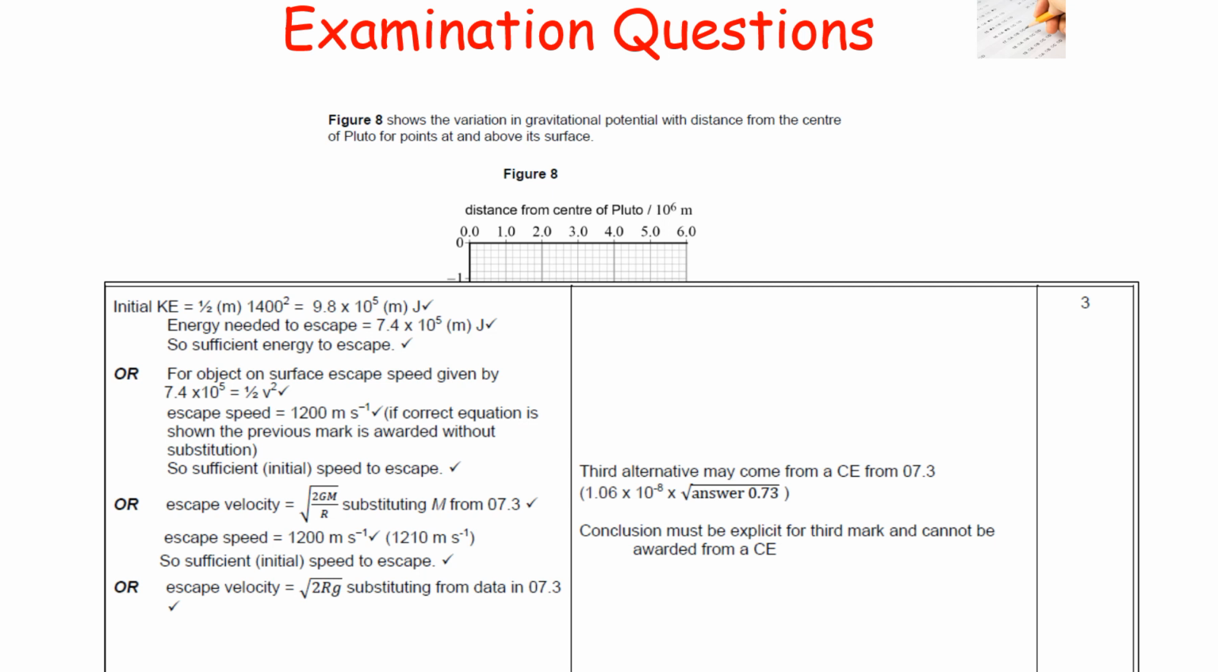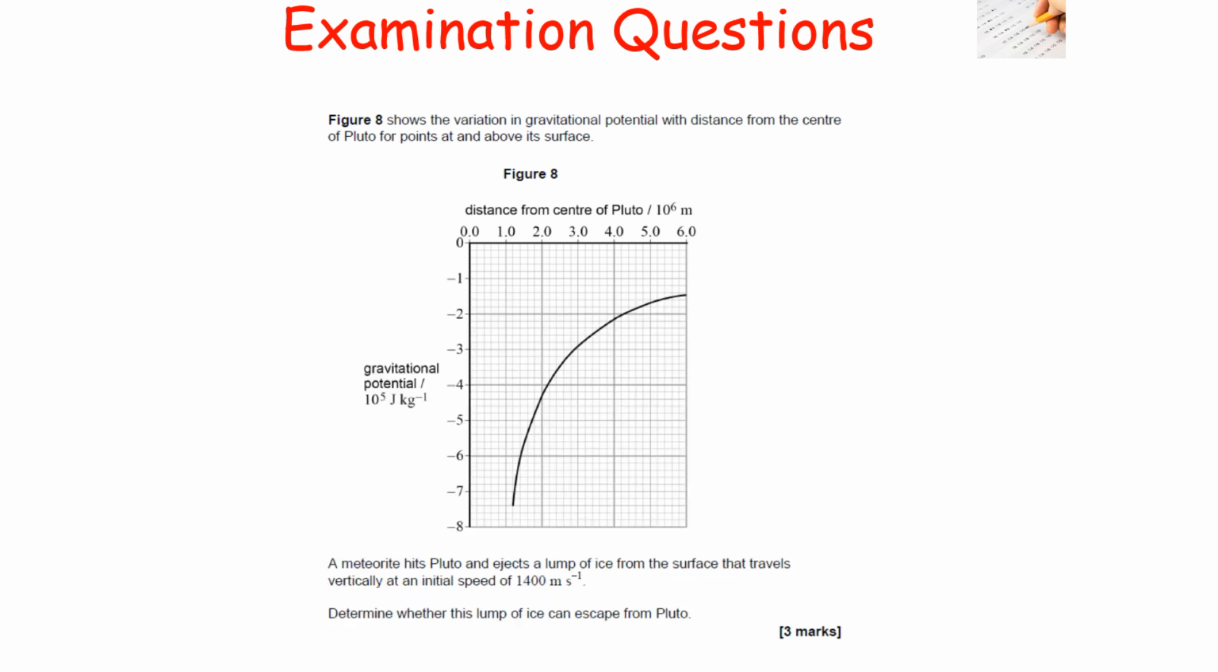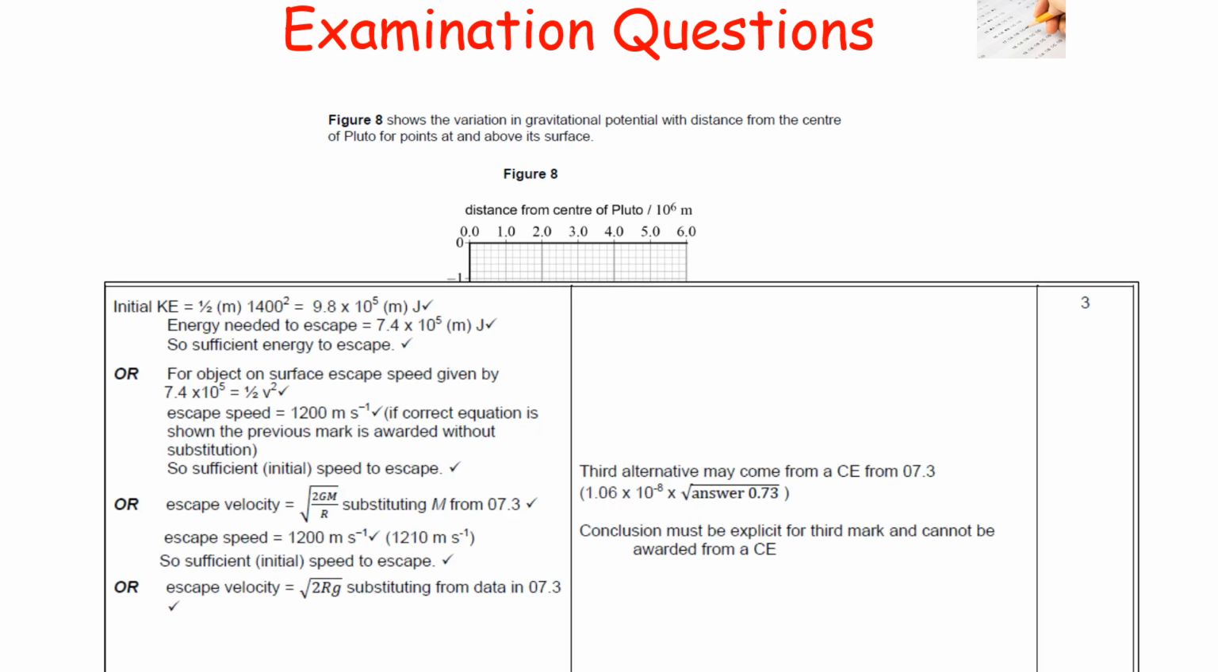Another way you could do it is to work out the initial kinetic energy of the object that's been ejected by doing half m v squared. We can then work out the energy needed to escape, because from figure 8 we've got the gravitational potential, so we know what that value is. The gravitational potential energy is going to be the mass times the change in potential. So you can see how the potential changes when going from 1 times 10 to the 6 to 6 times 10 to the 6. You can multiply it by your mass, and then compare the kinetic energy to the energy needed to escape, to see whether it has enough energy to escape.